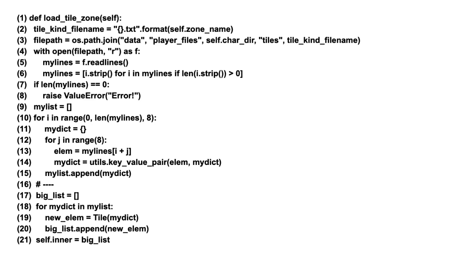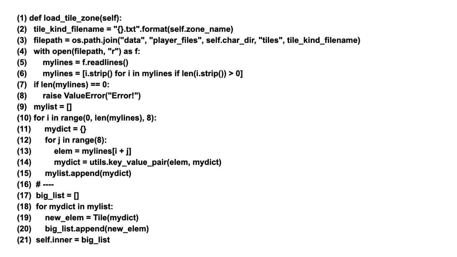Each record has 8 elements, so I set the loop to start at 0. Then I tell it to continue until whatever the length of my lines is, and then to take steps of 8 rather than 1. That's the outer loop. Now the inner loop, and this is lines 12 through 15, iterates through the record of 8 elements.